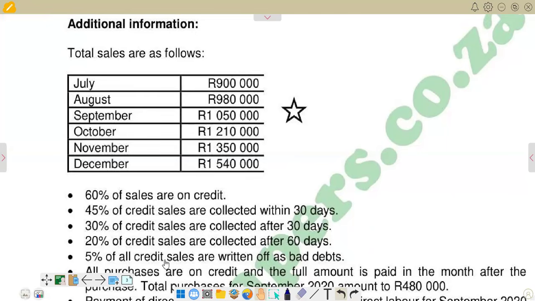Then 5% of all credit sales are written off as a bad debt. So of the credit sales, 5% are going to be retained as a credit loss or a bad debt. Remember, bad debts is a non-cash item. So we don't include it in a cash budget, because in a cash budget we are recording only actual movements of cash in and out of the business. We are just going to ignore this 5% because it is a non-cash item.